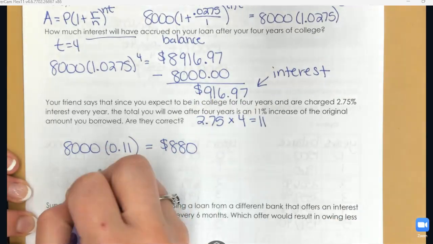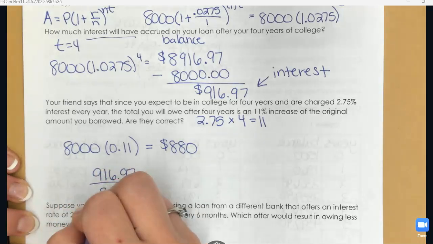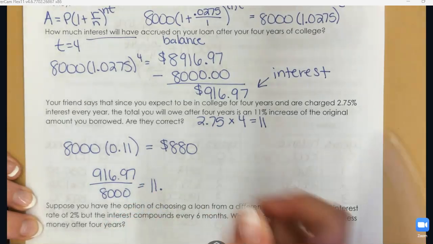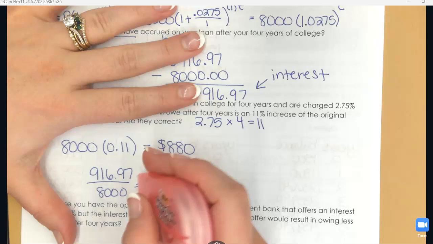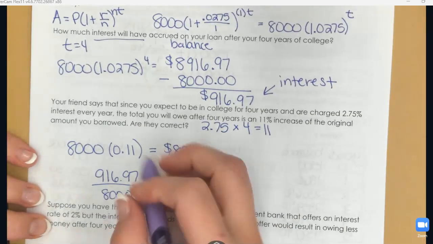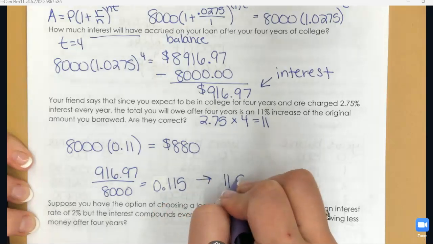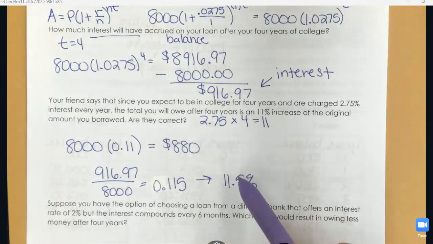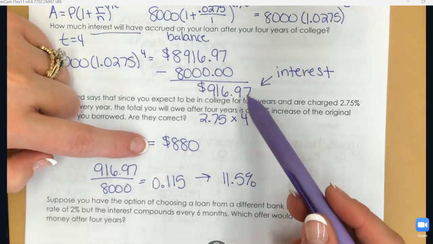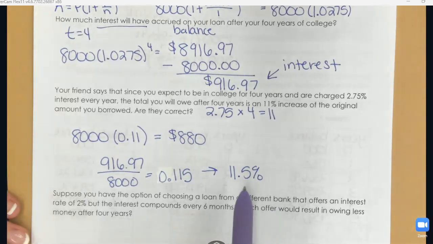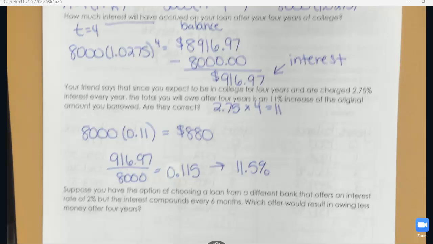I'm going to take that interest amount and divide it by my principal. When I do that, I get 0.115, which as a decimal is about 11.5%. So it is close to 11%. However, we can clearly see that there's about a $40 difference, and the bank isn't going to say, don't worry about those $40, you're close enough, right? That 0.5% makes a difference.